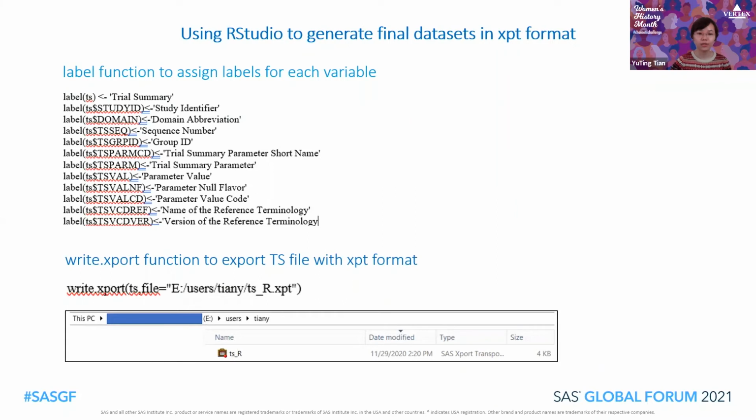And then you need to use the label function to assign the labels for each variable. When you use the label function, the precondition is that you already invoked the Hmisc library, which we already mentioned before. After that, you use the write.xport function to export the R file with XPT format. The syntax is shown here. And after you run this, the output will show at the bottom. Next slide, please.